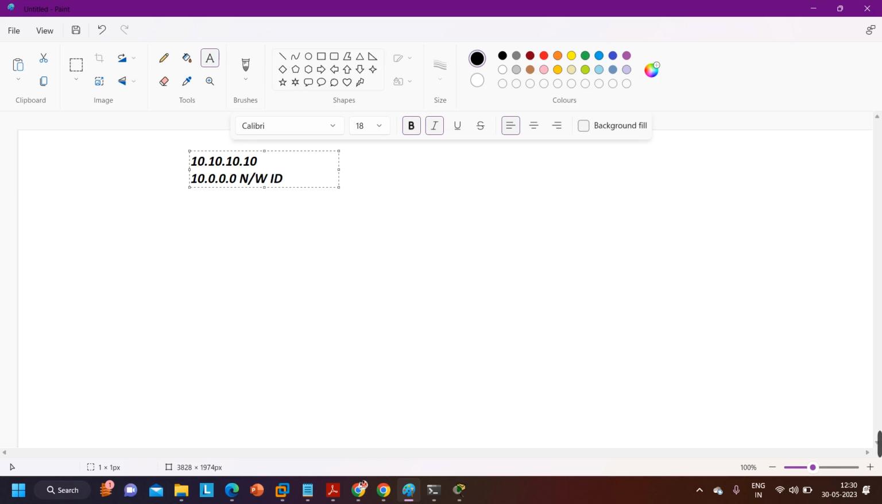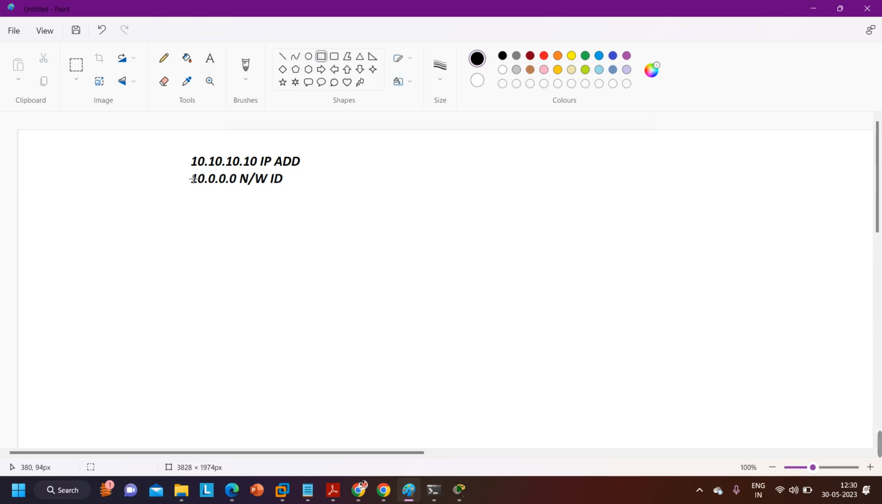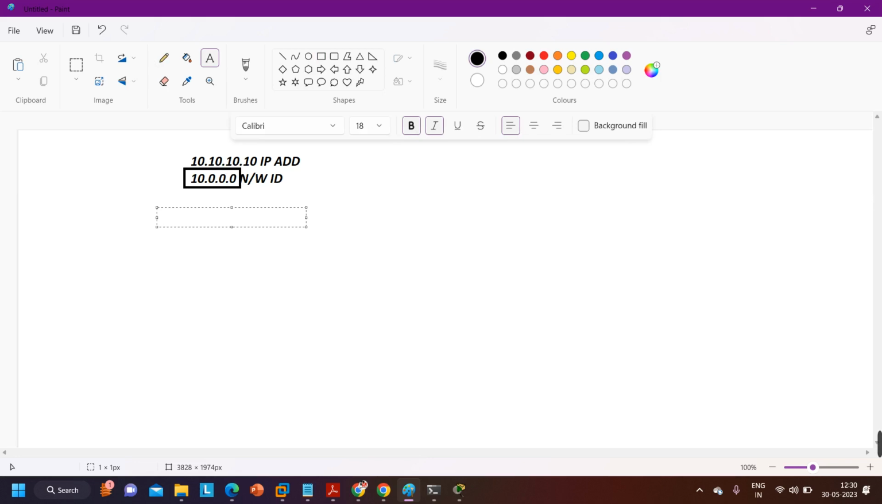And this one is the host IP address. Getting my point? Now the question is how you calculate the network ID from the IP address. The actual way: 10.10.10.10 is your IP address. First of all, you need to find the subnet mask. The subnet mask is 255.255.255.0. Now we need to convert your IP address and your subnet mask into binary.